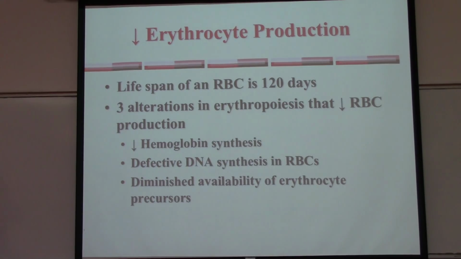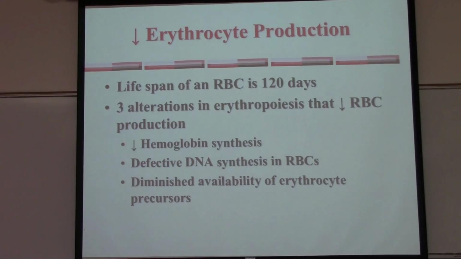There are 3 changes that can happen in erythropoiesis. What's erythropoiesis? Production of red blood cells. It is a process. It's called erythropoiesis because erythrocytes is what you produce. Erythropoietin is actually the hormone that stimulates that production.